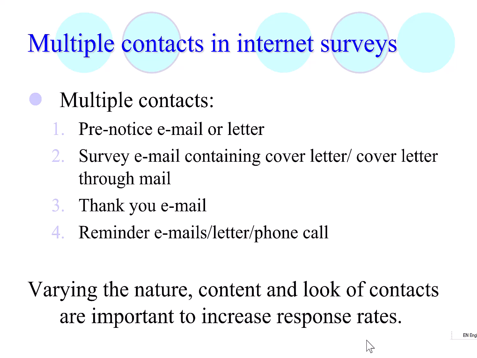Dillman recommends this sequence for contacts, starting with pre-notes, email, or letter. It's important that the pre-notes is sent by someone that's recognized by the respondent. So researchers should rarely send a survey with their own name in the signature. It's usually better to find someone to sponsor the survey, such as in a survey of teachers in a school district. It would be better to have the superintendent send the pre-notes letter, or the principal of the school, rather than the researcher himself or herself.